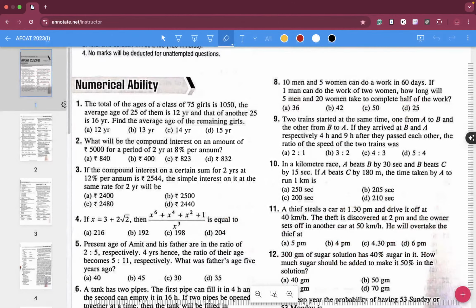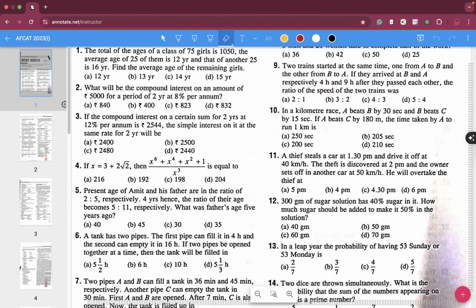All right, question number 9 is a very interesting question. Two trains started at the same time, one from A to B and the other from B to A.